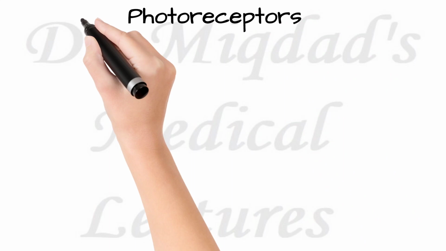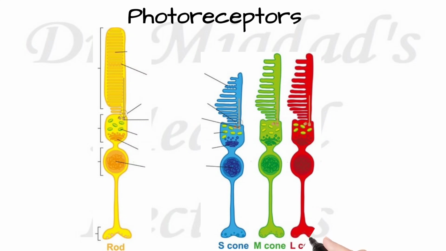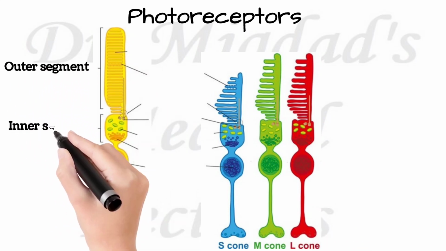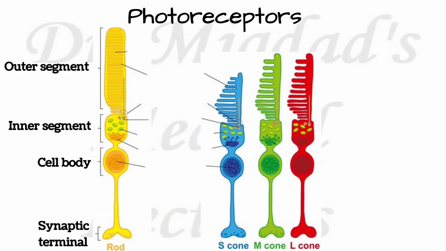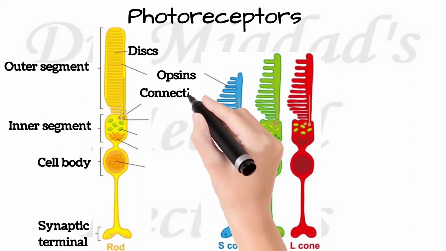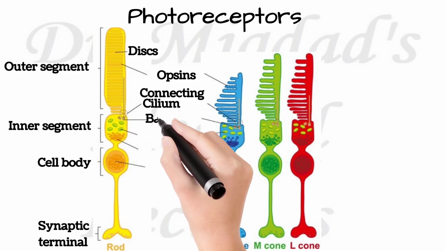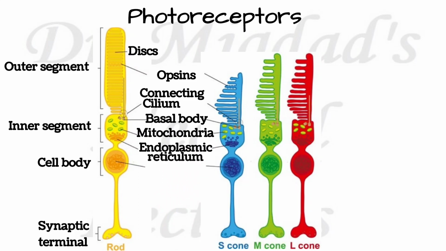Now finally, let's very briefly discuss the structure of rods and cones. Both rods and cones are composed of an outer segment, inner segment, cell body, and synaptic terminal. The outer segments are modified cilia composed of regular stacks of flattened saccules or membranous discs. The light sensitive photochemical is present in the outer segment. These cells also contain basal bodies and organelles like mitochondria and endoplasmic reticulum, and their cell body contains the nucleus.